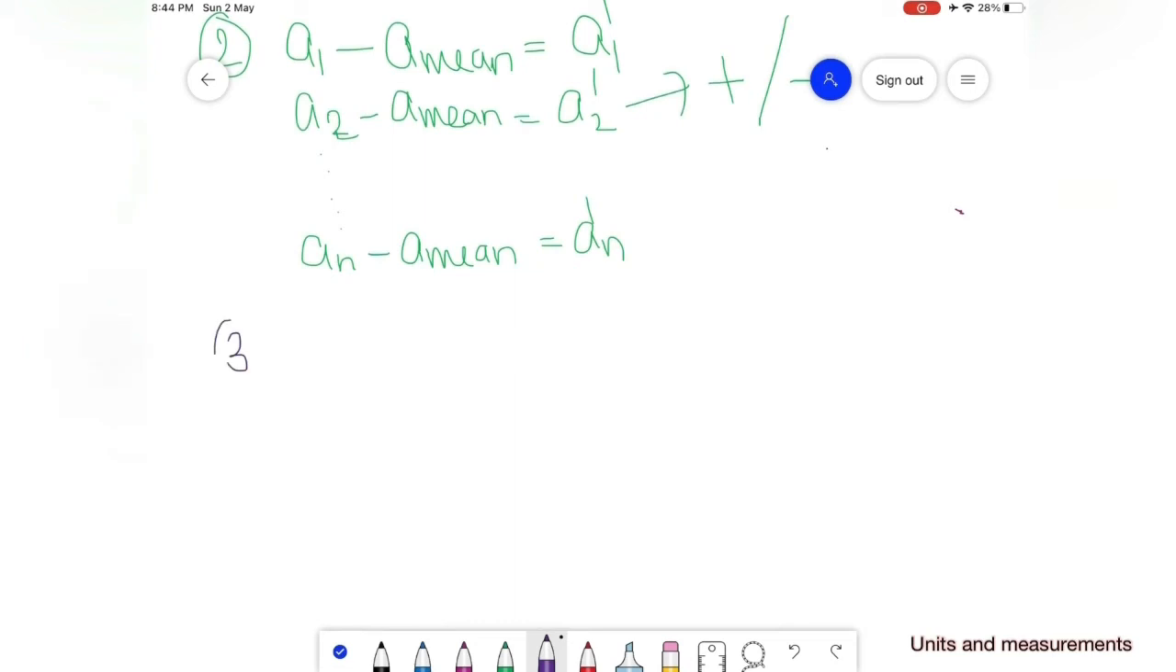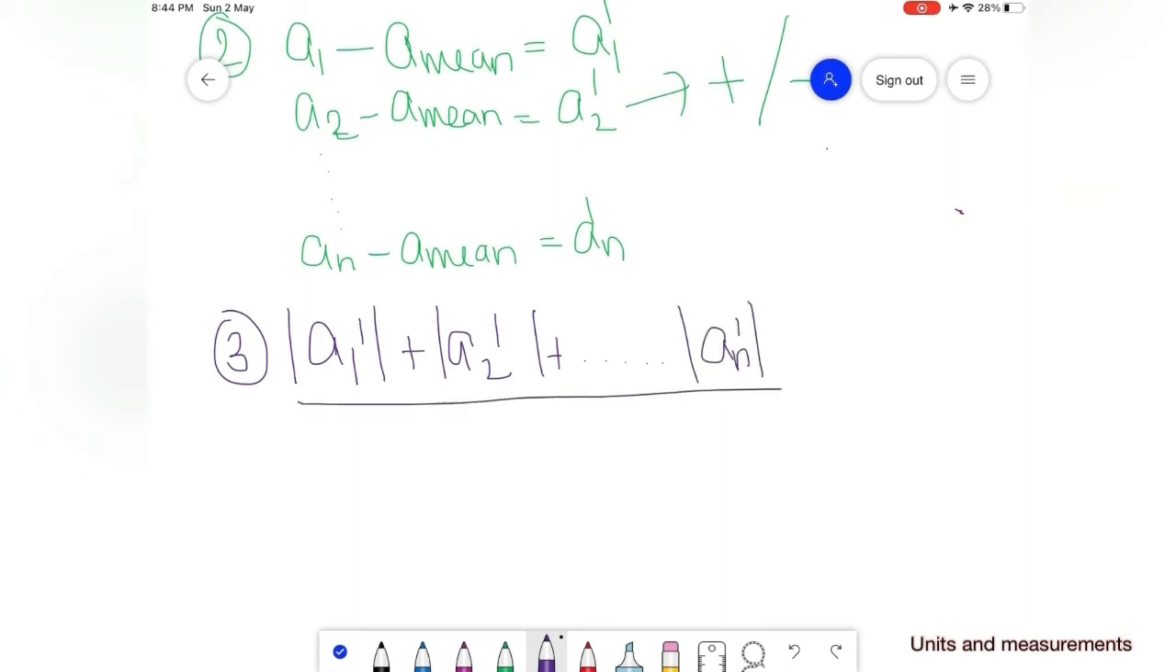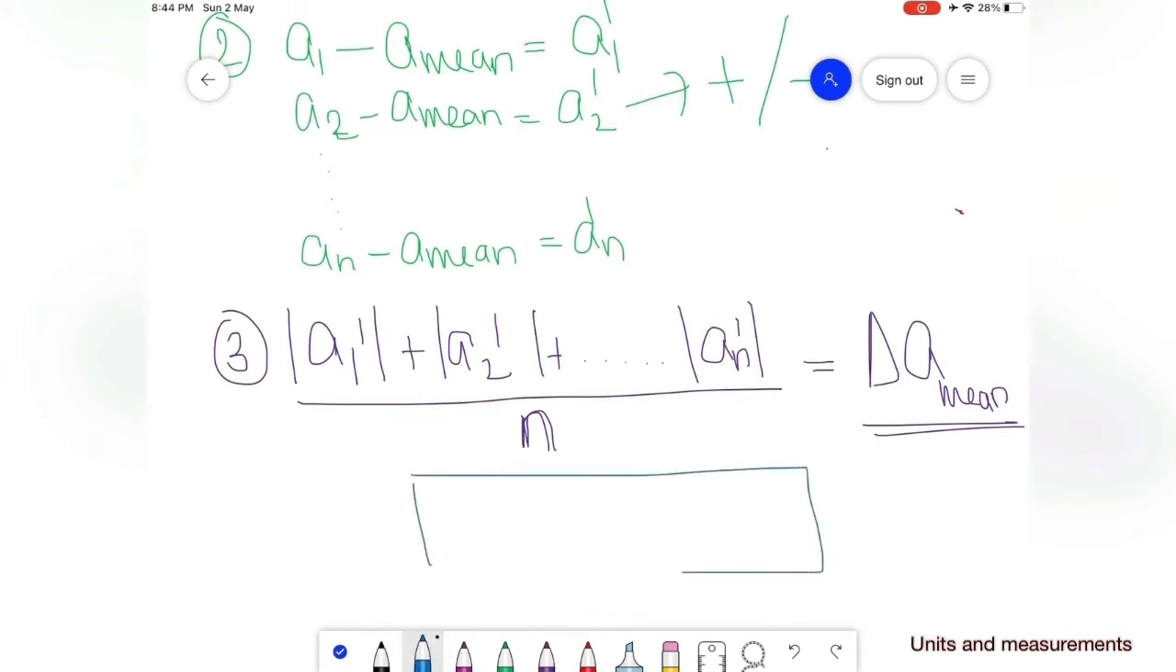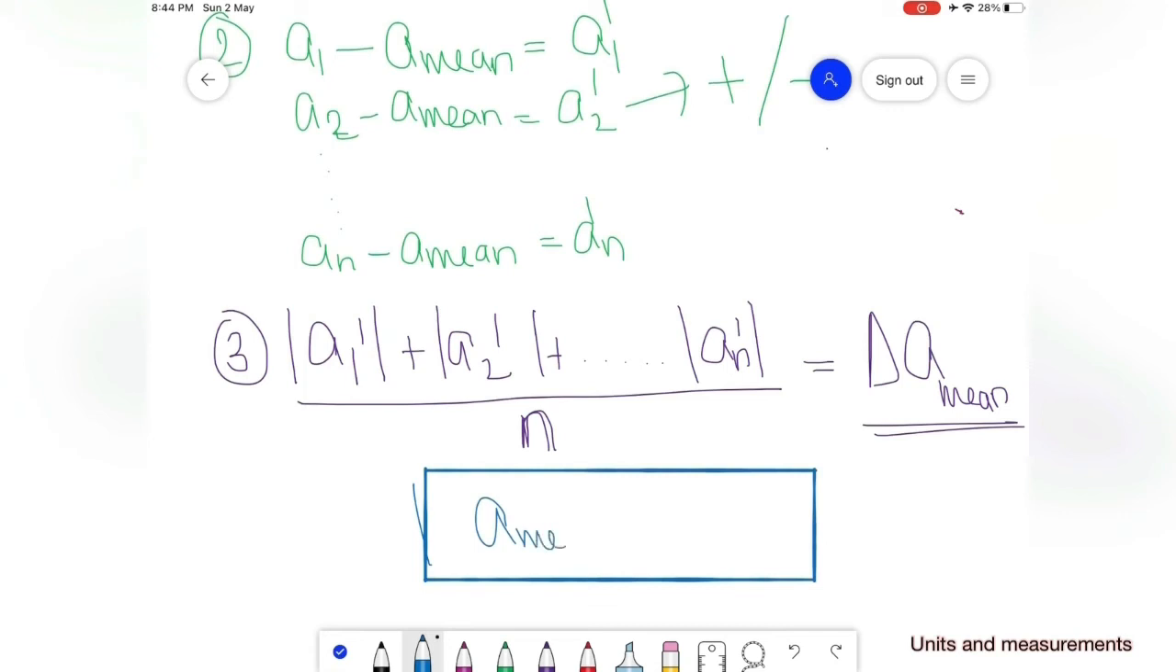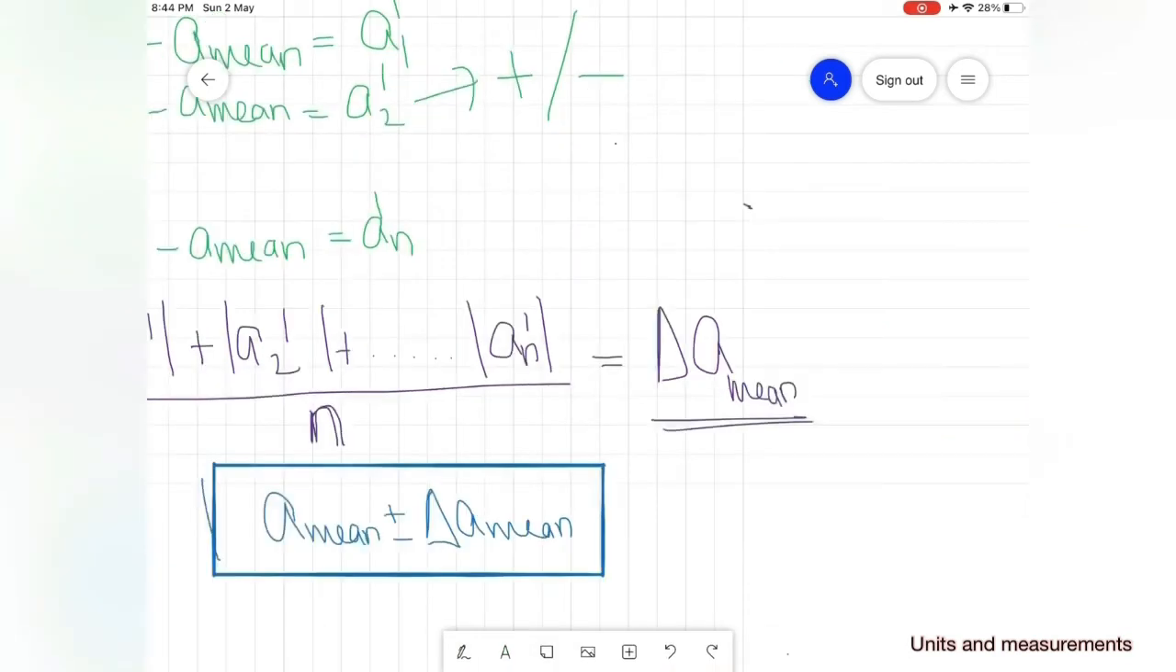And the third and final step, all we have to do is add all these values: A1 dash plus A2 dash plus and so on till An dash. But all of these are absolute values. So what is an absolute value? Even if A2 dash is negative, we take it as a positive value. This is then divided by the total number. So we get delta A mean, the absolute value mean. The final answer we write as A is equal to A mean plus or minus delta A mean. This delta A mean is the absolute error.